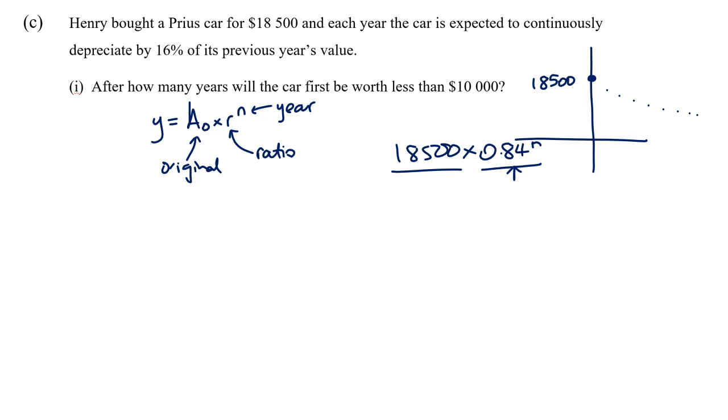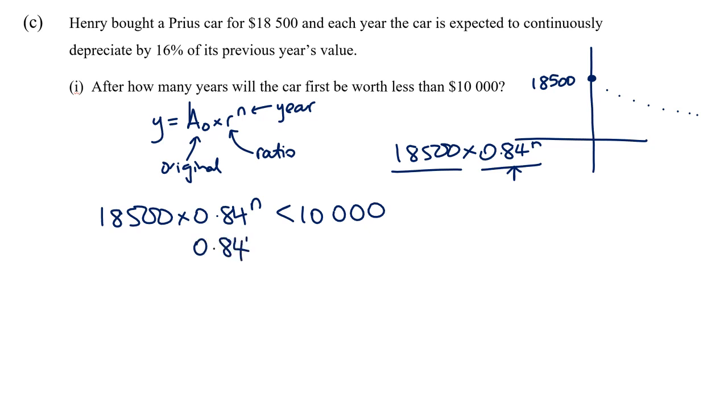So what you're trying to do now is solve where that there, 18,500 times 0.84 to the power of n, is less than 10,000. Happy with that? So what does that now look like? It's a log question, eh? Because you've got an n as your unknown up there, which is an exponent. So to solve that one, what are we going to do? Divide both sides by the 18,500.